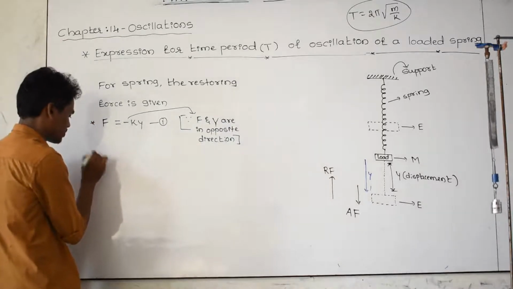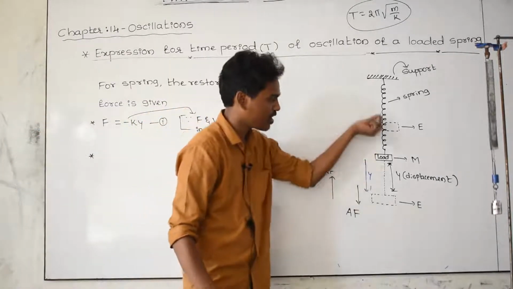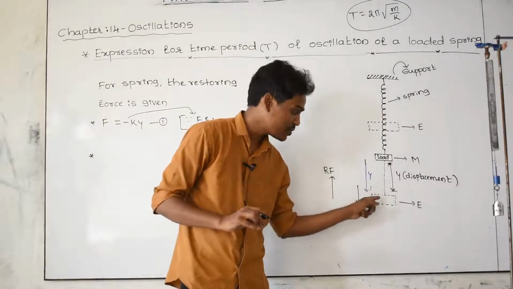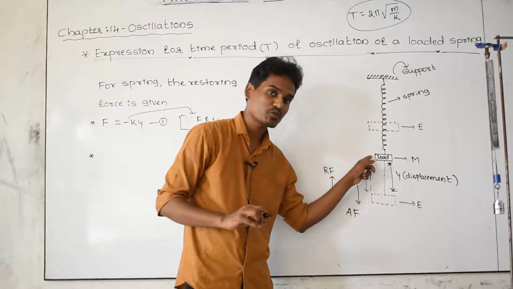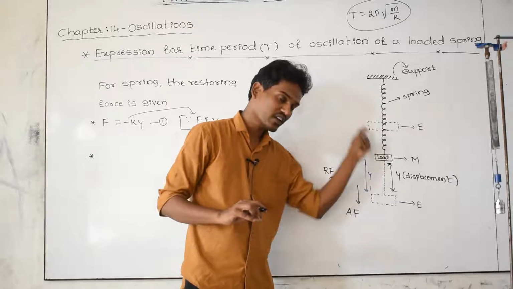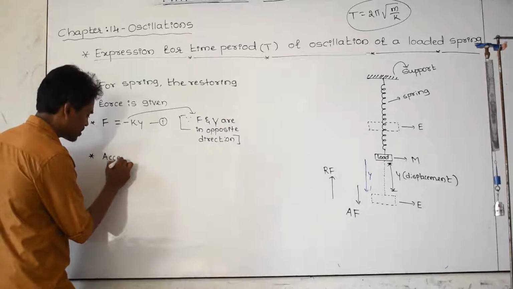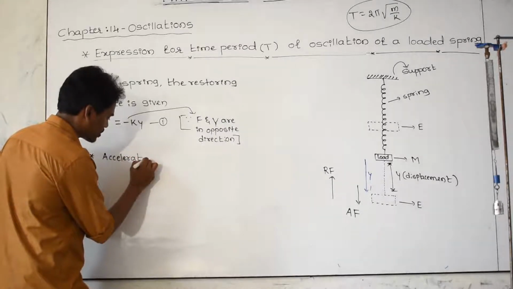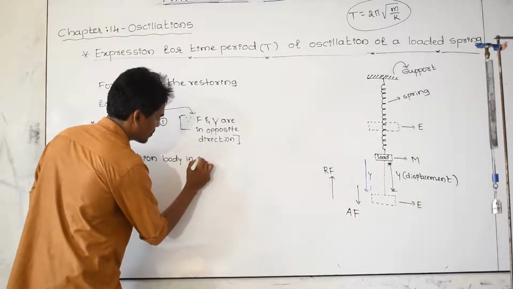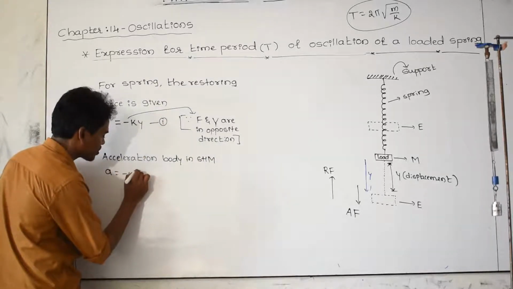And the second case, we know whenever the object is executing simple harmonic motion, its acceleration is maximum at the extreme position and 0 at the mean position. The acceleration of the body, this load, whenever it is moving, can be found by using which formula? Acceleration of the body in SHM is given by which equation? That is acceleration is equal to minus omega square y.